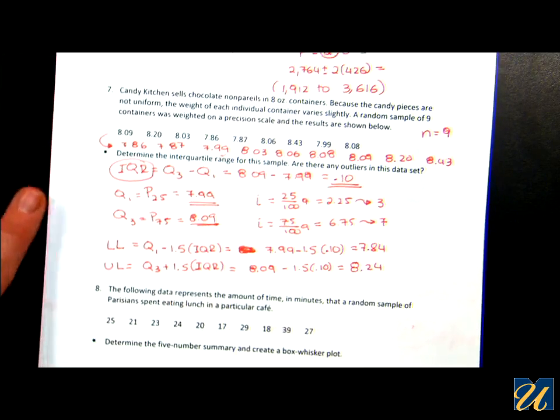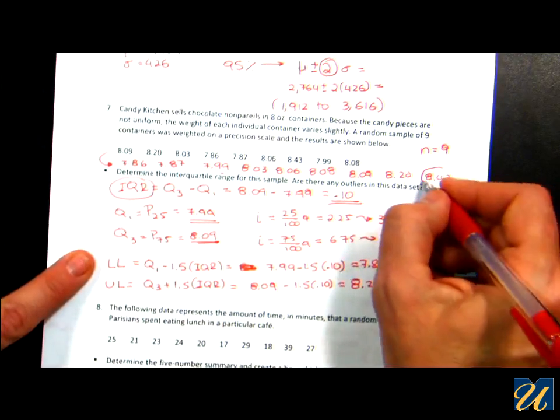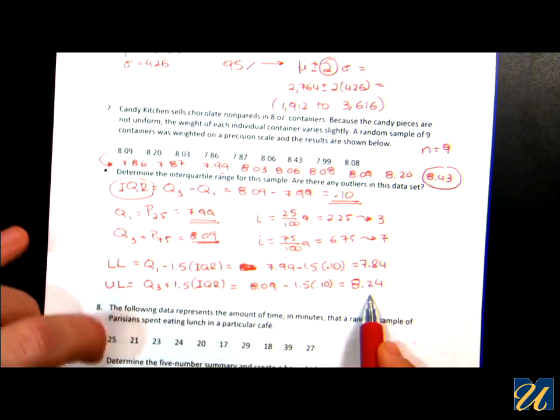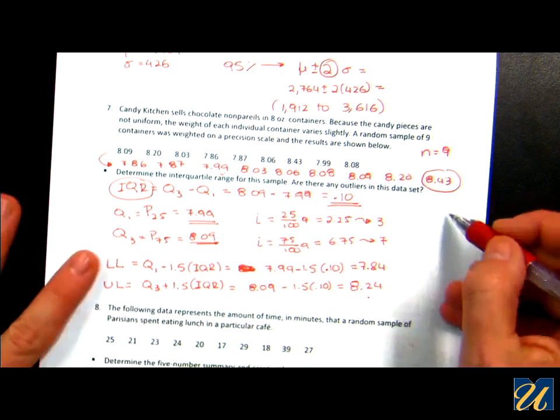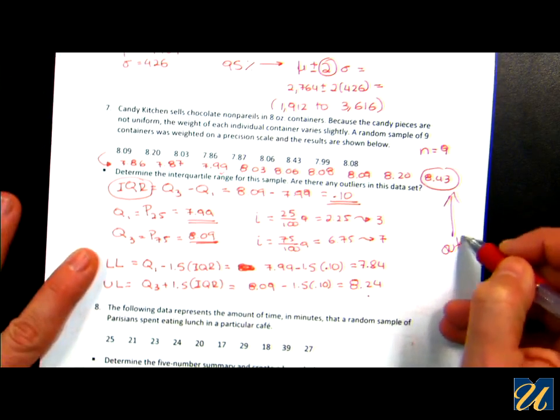The last observation, if we notice in our data set, is greater than the upper limit. So the container that weighs 8.43 ounces is an outlier. So 8.43 can be considered an outlier.